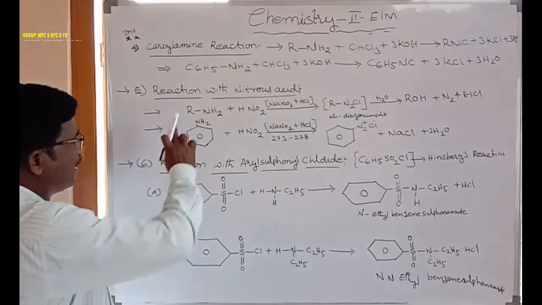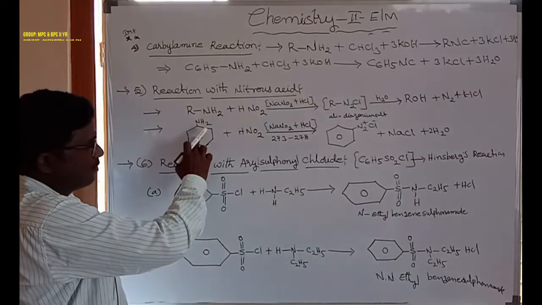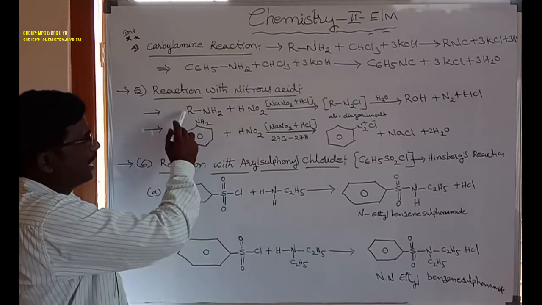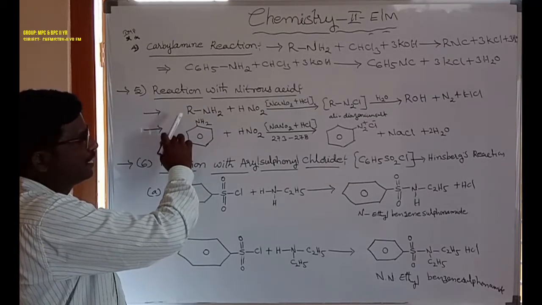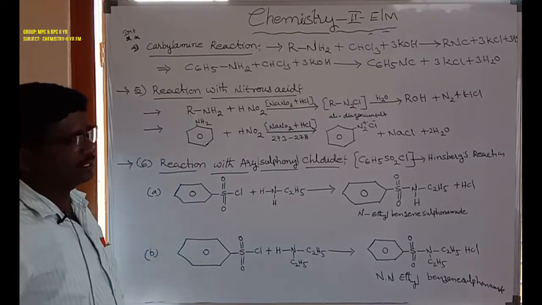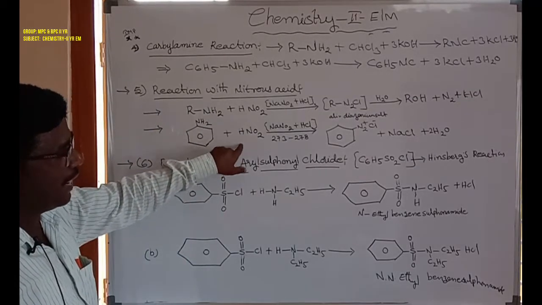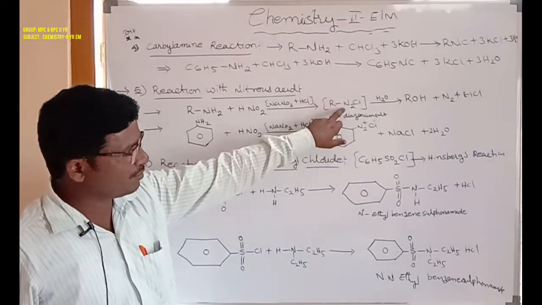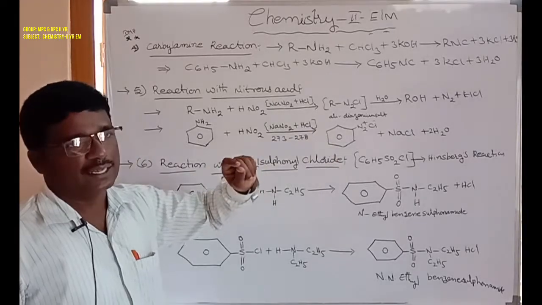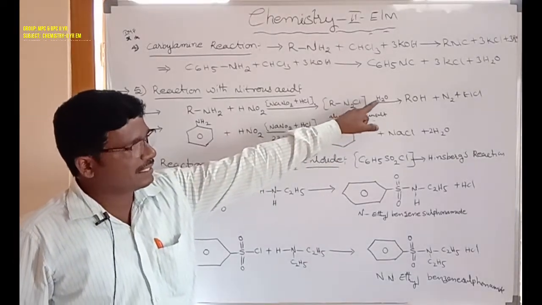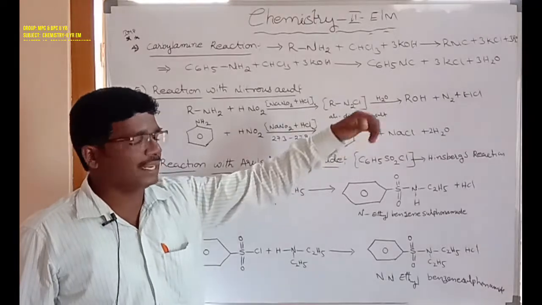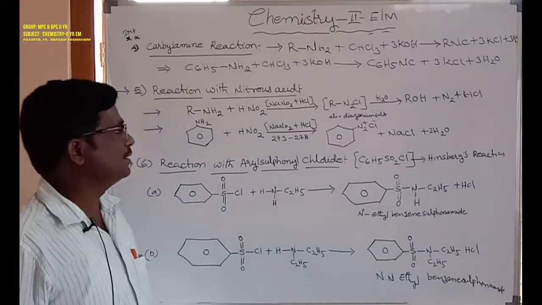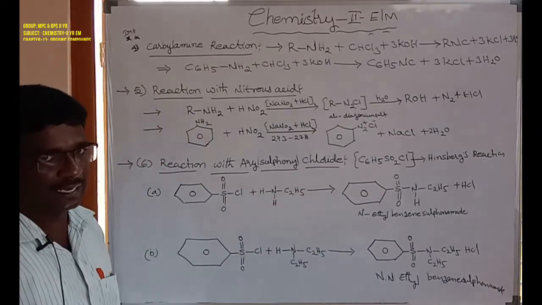Aliphatic or aromatic primary amines: benzene bonded with NH2 is an aromatic amine, and R-NH2 is an aliphatic amine. These primary amines treated with nitrous acid at low temperature form an aliphatic or aromatic diazonium salt. When it is dissolved in water, it forms the alcohol and liberates nitrogen gas. That is the reaction of nitrous acid.